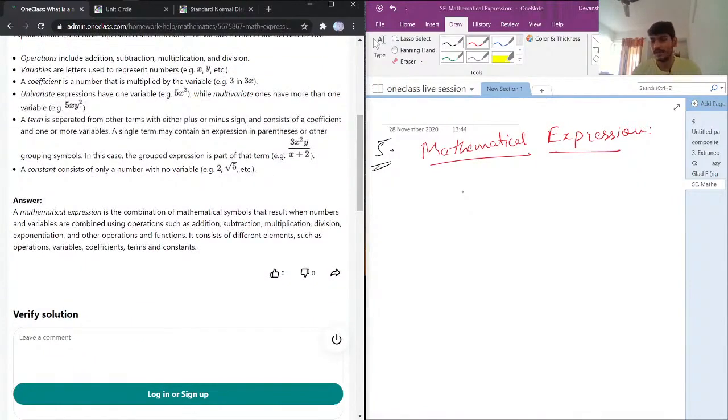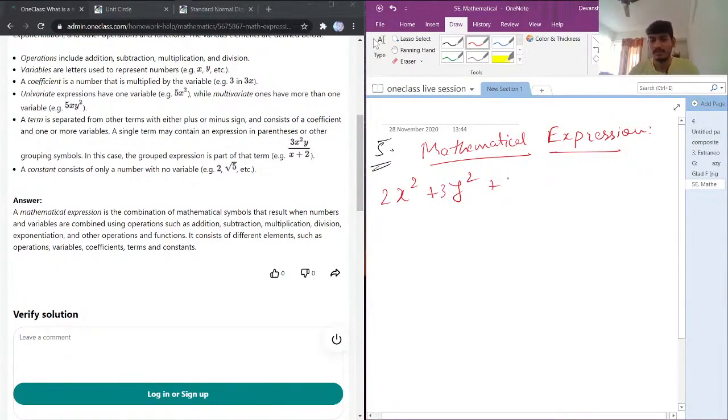Answer. So let us say we have an expression x square plus y square plus 2x square plus 3y square plus 1. Just remember one thing, that this is an expression, not an equation. In an expression we do not write equal to 0. If I write equal to 0, then this will be an equation. But as it is an expression only, it will not be equal to anything.